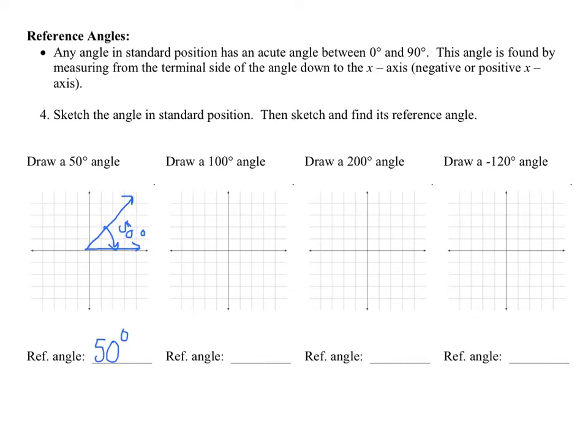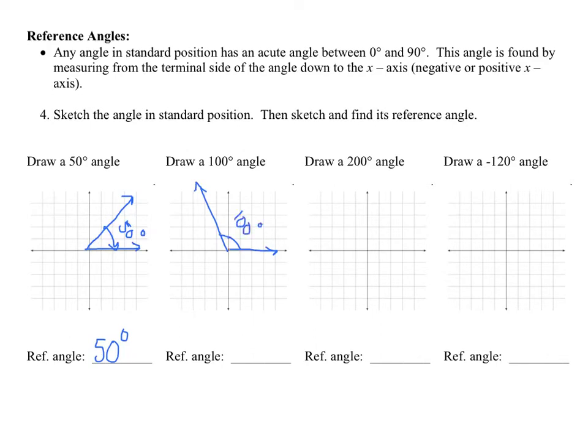In fact, all angles in the first quadrant that go from between 0 and 90 degrees will be their own reference angle. All right, so let's draw a 100-degree angle. First, we draw it in standard position, and that's about 100 degrees. Well, not really. Let me make it a little better here. That's better. Okay, that's about 100 degrees.